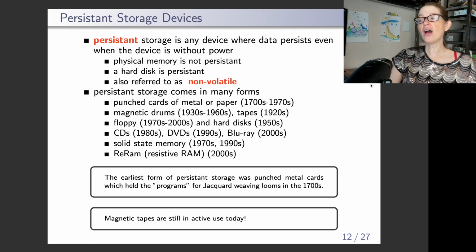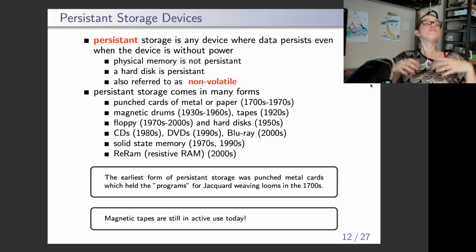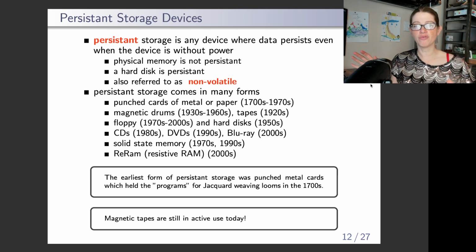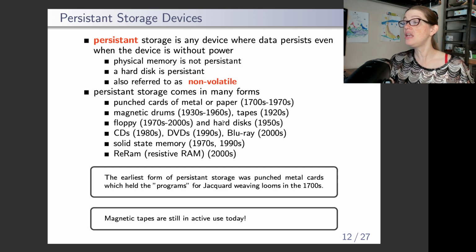And now we also have this thing called ReRAM or resistive RAM, which came out in the 2000s, and we'll talk more about that later. So persistent storage has been around for a really long time, and there are lots of different forms of it. We are going to focus on the lovely, ever popular hard disks.